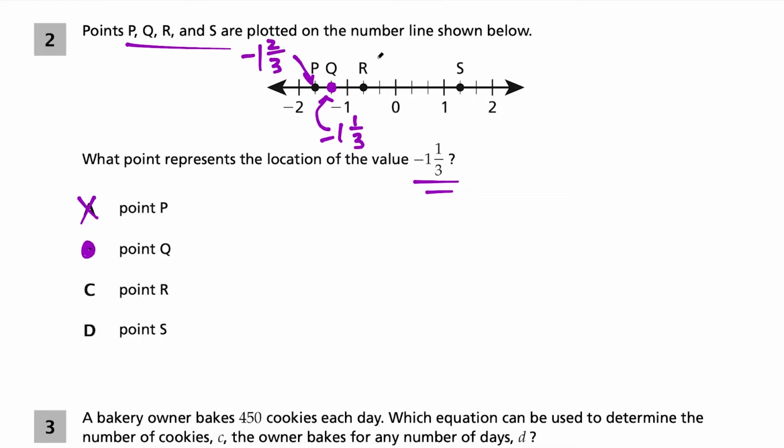Point R is no good because this would be 2/3 of the way from 0 going towards -1. So that would be the location of -2/3. So that's why point R is no good. Choice C is eliminated. And then point S is a positive number. So right away I could see that's not it, but if we wanted to give an actual number here, this would be the location of +1 1/3. So this is kind of the right idea, but just not correct because it's on the positive side. So choice B is our solution.